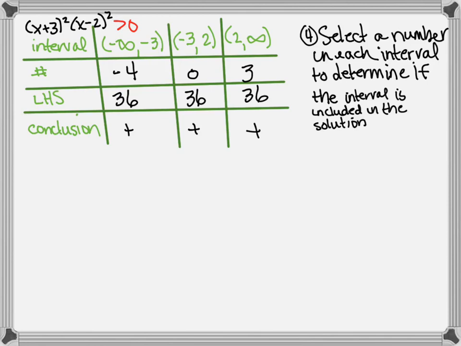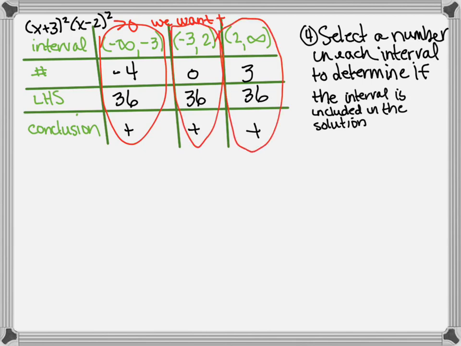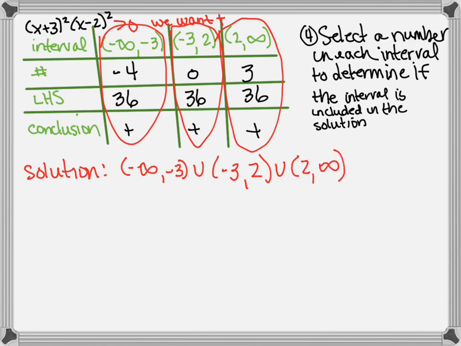Okay, and our original inequality was asking where that left-hand side is greater than 0, which means we want positives. So that means we want all three intervals. And we can write our solution as negative infinity to negative 3, union, a set union sign, negative 3 to 2, union, 2 to infinity. And this is my solution.